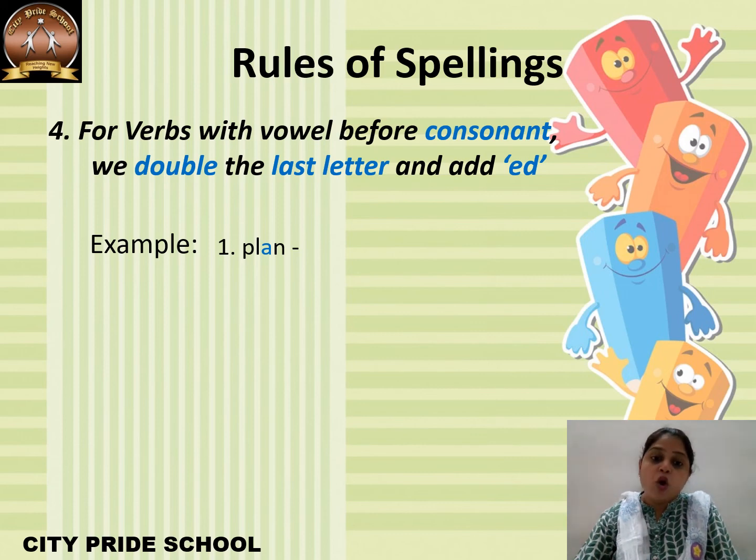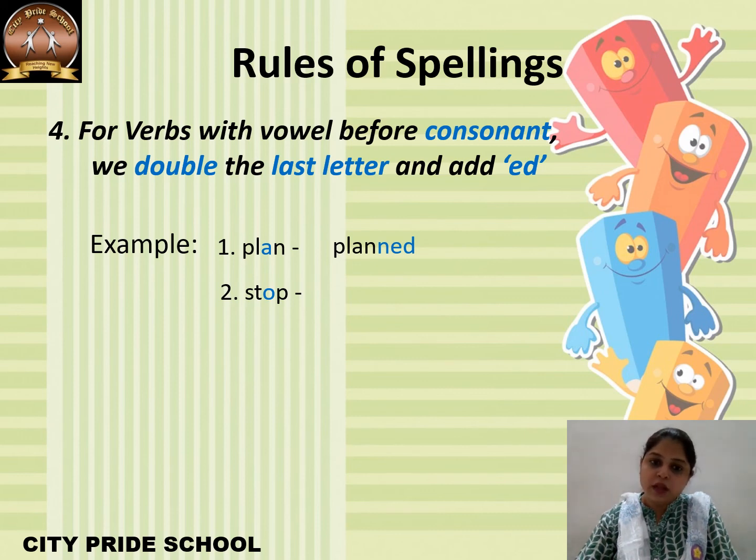At that time, we double the last letter. The last letter is N. So we will double the last letter and add ed to make this verb plan into the past form. So it will become planned. Yes, because we have a vowel A and then we have a consonant. So at that time we double the last letter and add ed to make it into the past tense. So plan is the present tense and planned is the past tense.